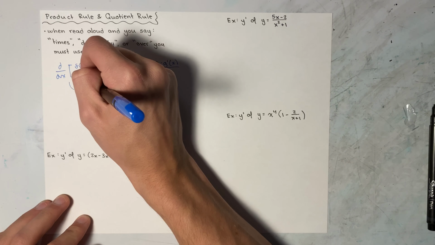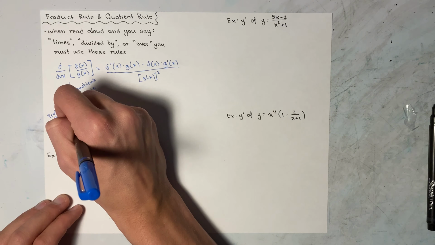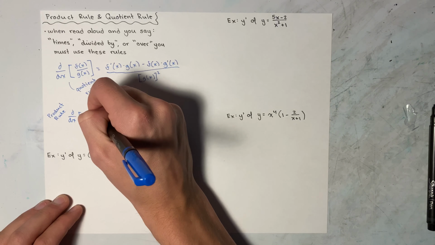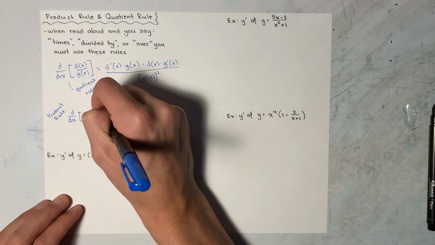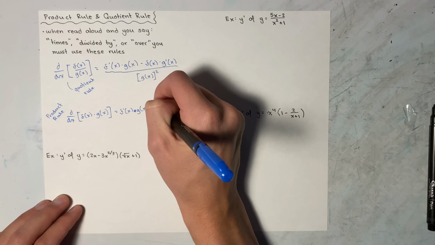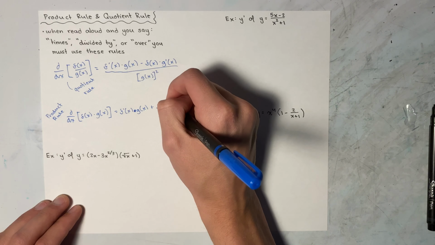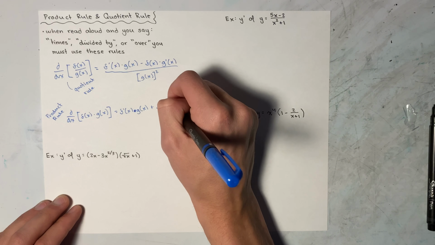And now we'll be doing the product rule. So if you want to find a derivative with respect to x of f of x times g of x, it's going to be equal to f prime of x times g of x, it should be a multiplication, plus f of x times g prime of x.